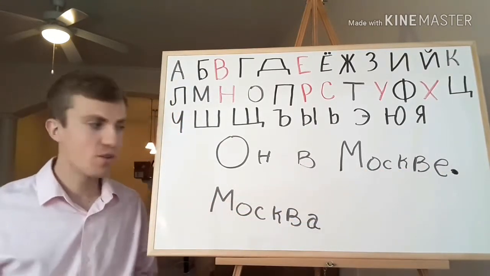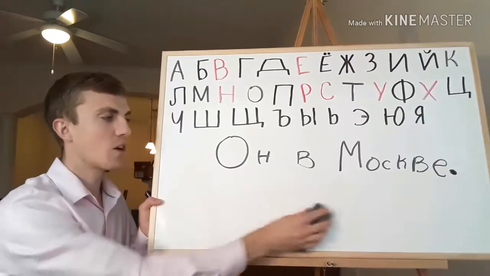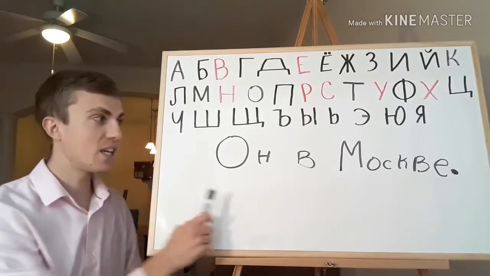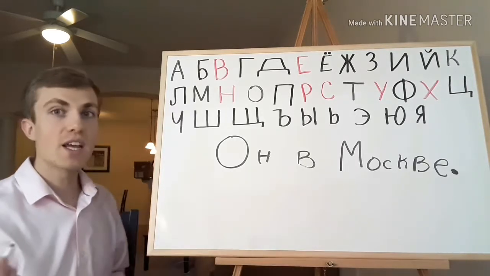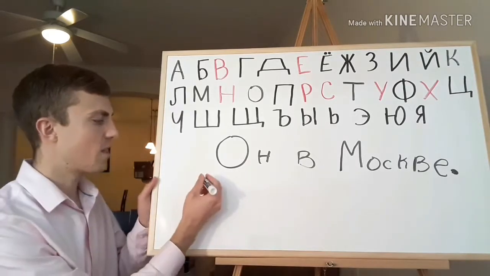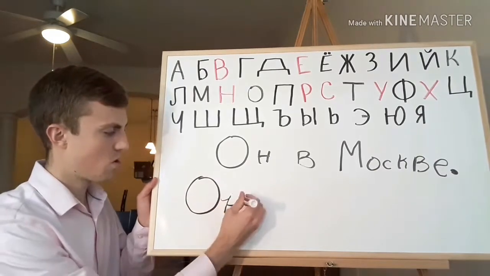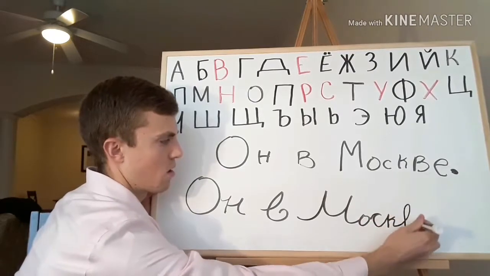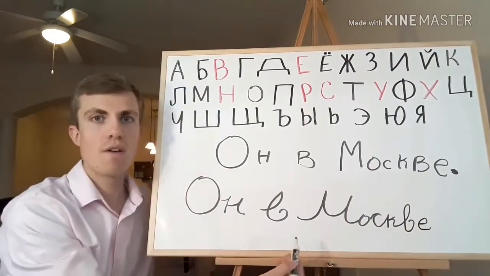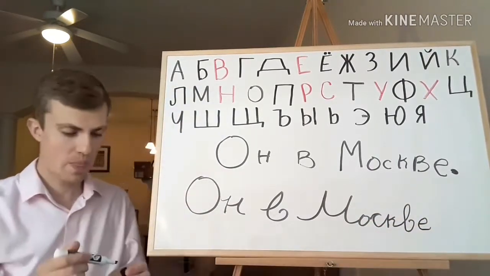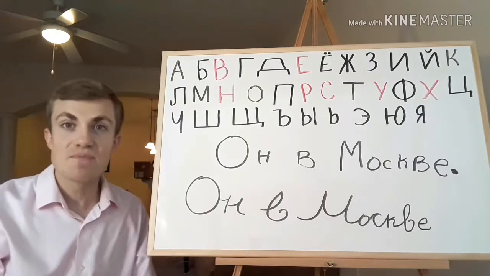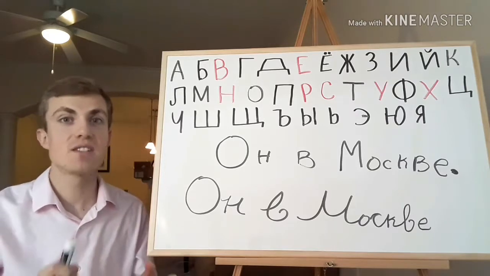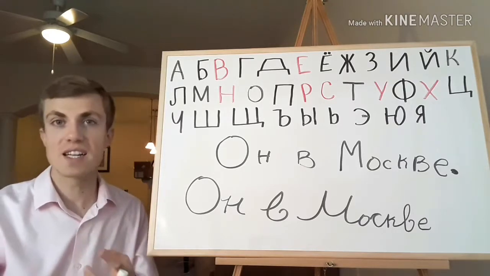Maybe you had a friend who went to the World Cup in Moscow, and you can be able to express that he is in Moscow. To write it in cursive, it's written like this. On v Moskve. And there you have it. You learned 7 new letters in the Russian alphabet, some new words, and a sentence.